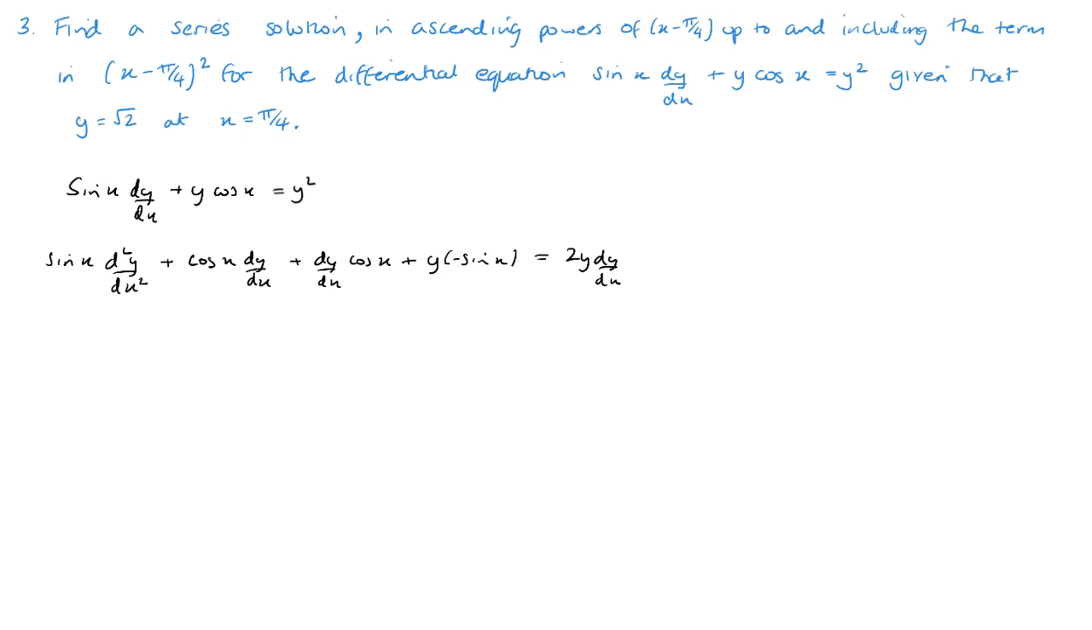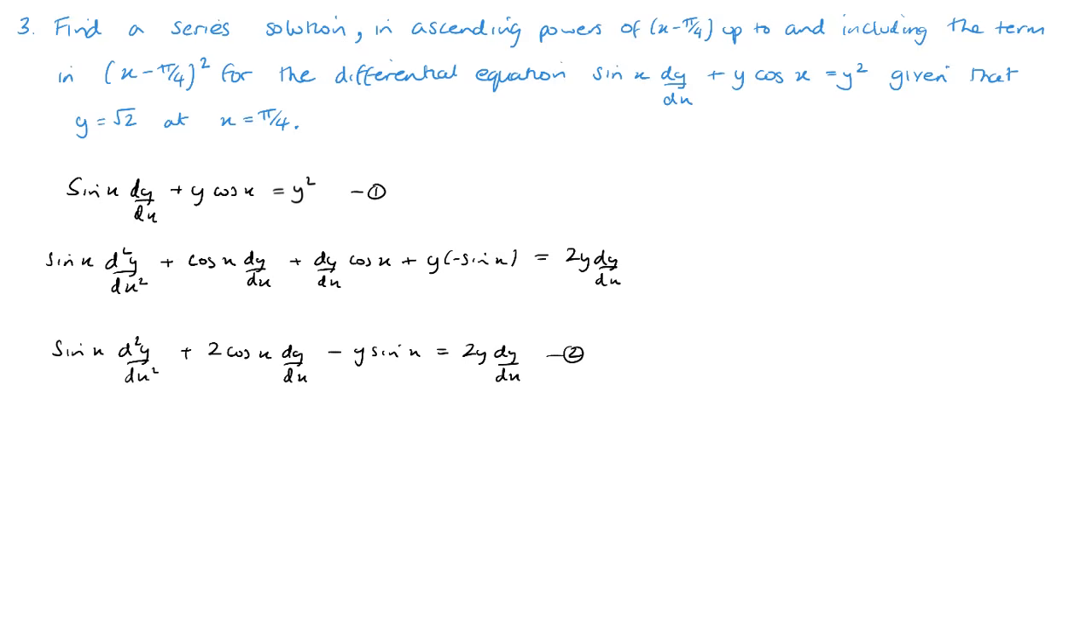So let's just sort this out. So we've got sine x d2y by dx squared plus cos x dy by dx and dy, so this is going to be 2 cos x dy by dx minus y sine x equals 2y dy by dx. So there we have our 2 equations there, our original and the differentiated one. So let's go ahead and substitute in.